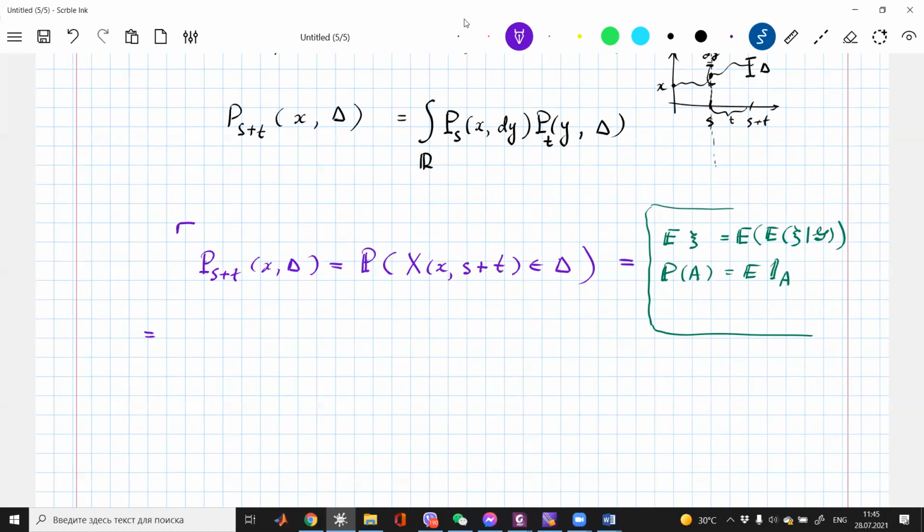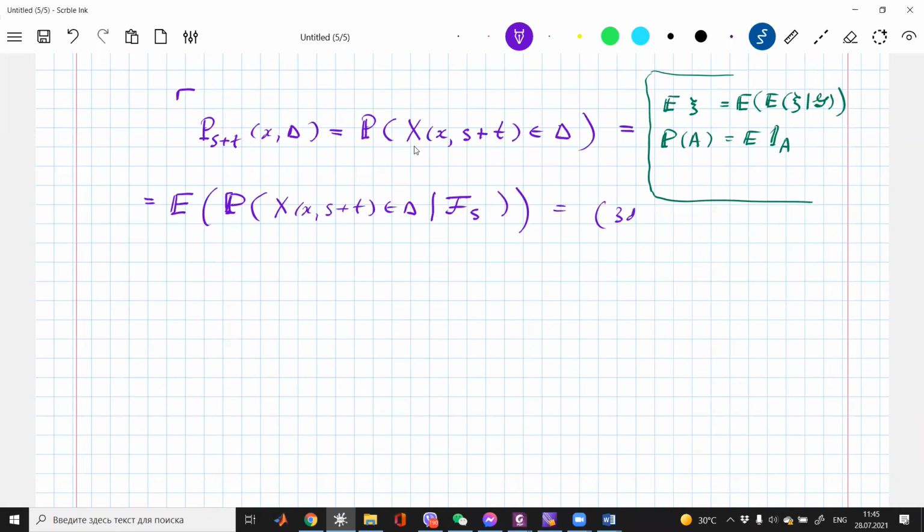And I continue, I can write this probability as the expectation of conditional probabilities. So I write the expectation of the conditional probability that X_{s+t} belongs to delta with respect to sigma field F_s. And from the third property of the definition of the Markov process, we know that this conditional probability we can write as the value of the kernel at time t from the value x at time s, belongs to delta. Yes, this is just the third property of the definition.